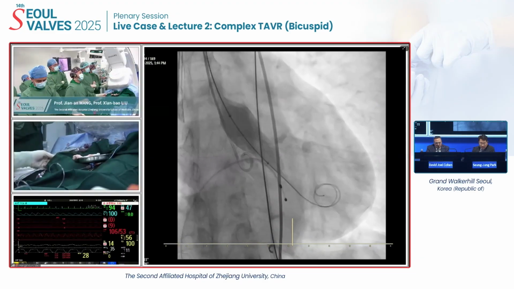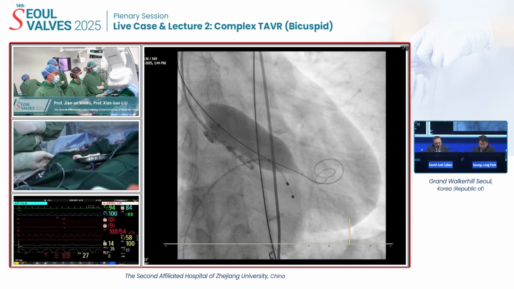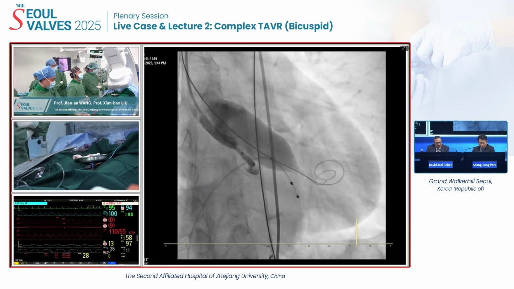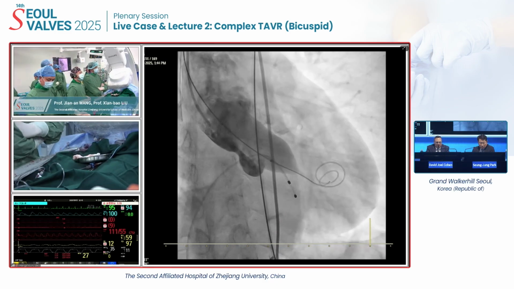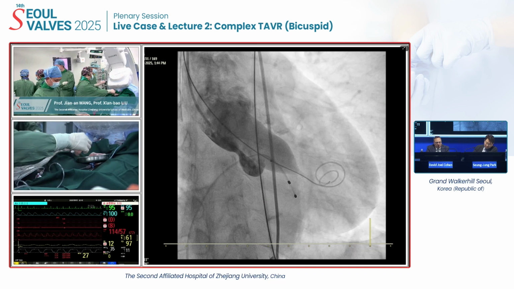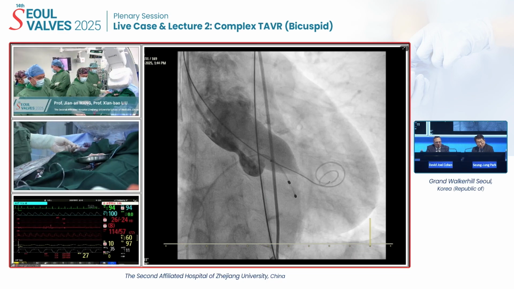So usually for this kind of situation, we don't do the downsize plan. We just use the regular size of device. Yeah, 26. Yes. It's a regular way for the self-expanding device. Go ahead, keep on going, please.